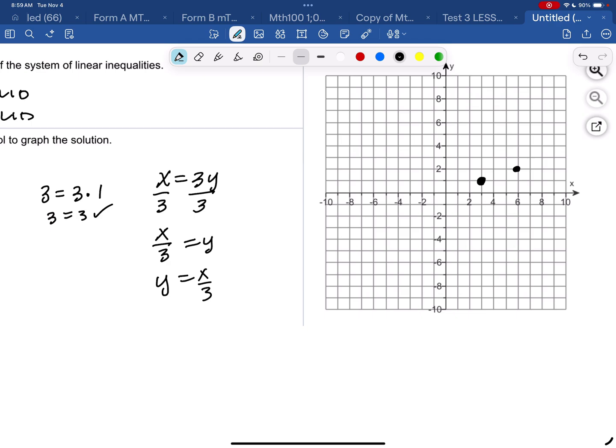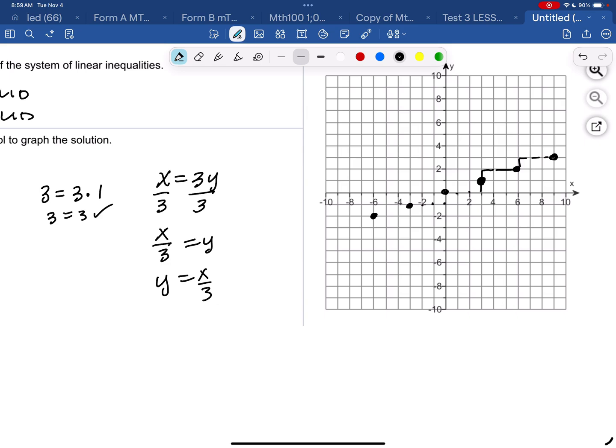And I'm going to find a few more points. Look, I see the slope of that. Let's see. Make sure 3, 1, 6, 2. The slope of that is up 1 to the right 3. So I'm going to go up 1 to the right 3. I'm going to get another point there. I'm going to go down 1 to the left 3, down 1 to the left 3, down 1 to the left 3.